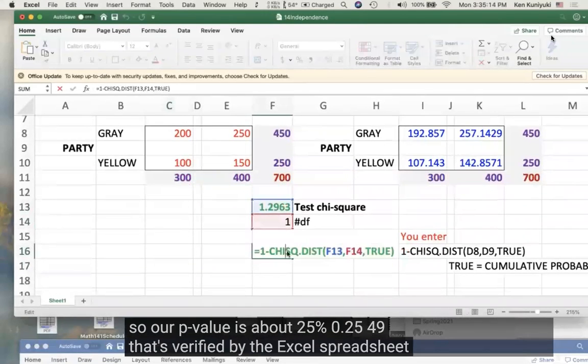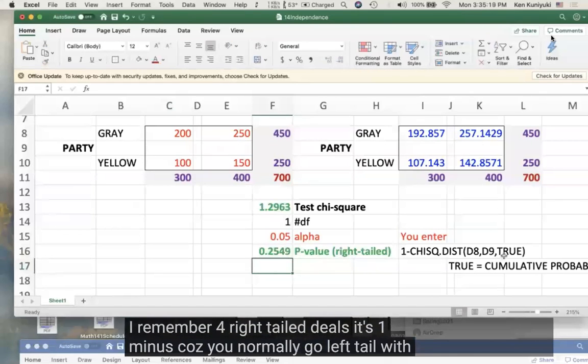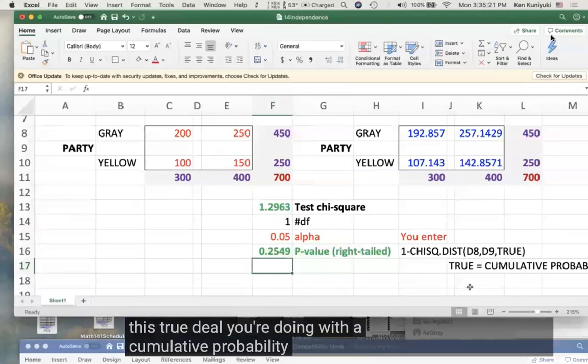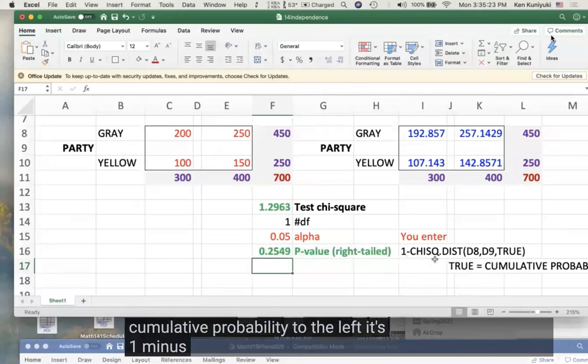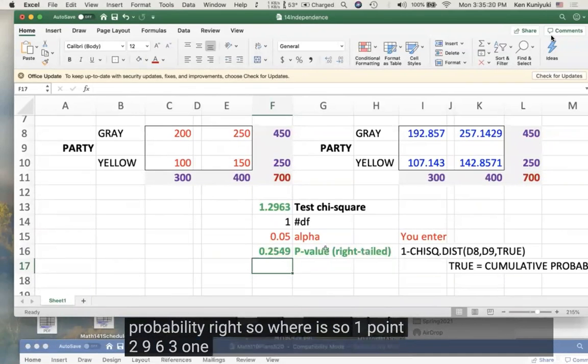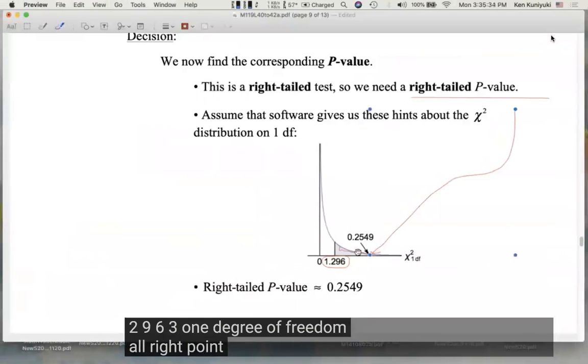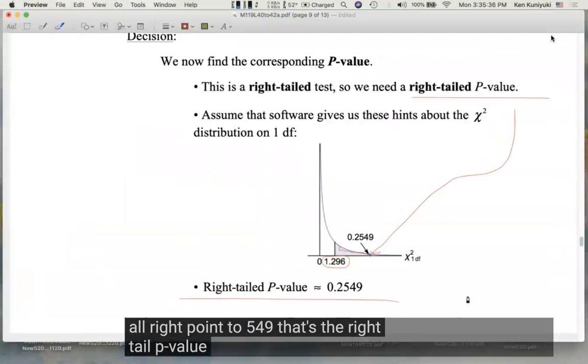That's verified by the Excel spreadsheet. Remember, for right-tailed deals, it's 1 minus, because you normally go left-tail. With this true deal, you're dealing with a cumulative probability to the left. It's 1 minus if you want a right-tail probability, right? So 1.2963, 1 degree of freedom, right? 0.2549, that's the right-tail p-value.